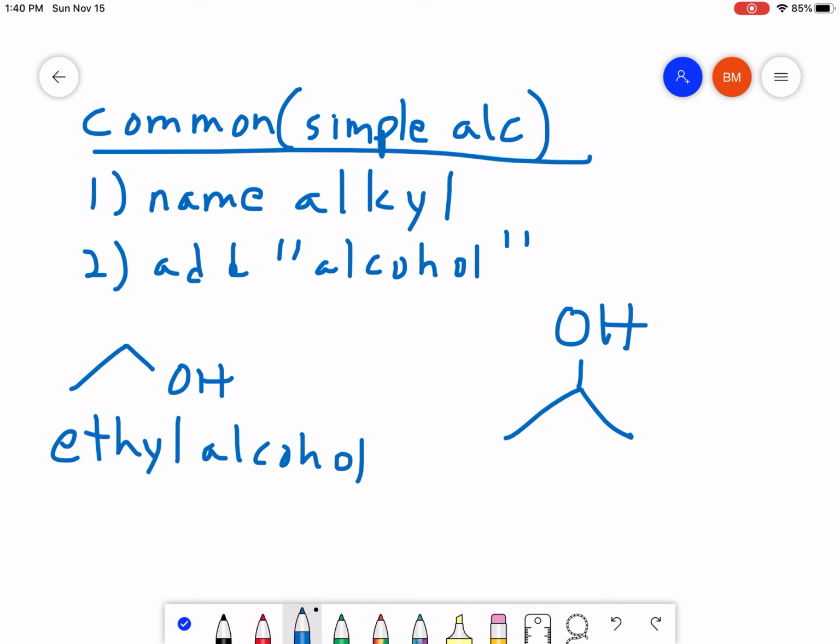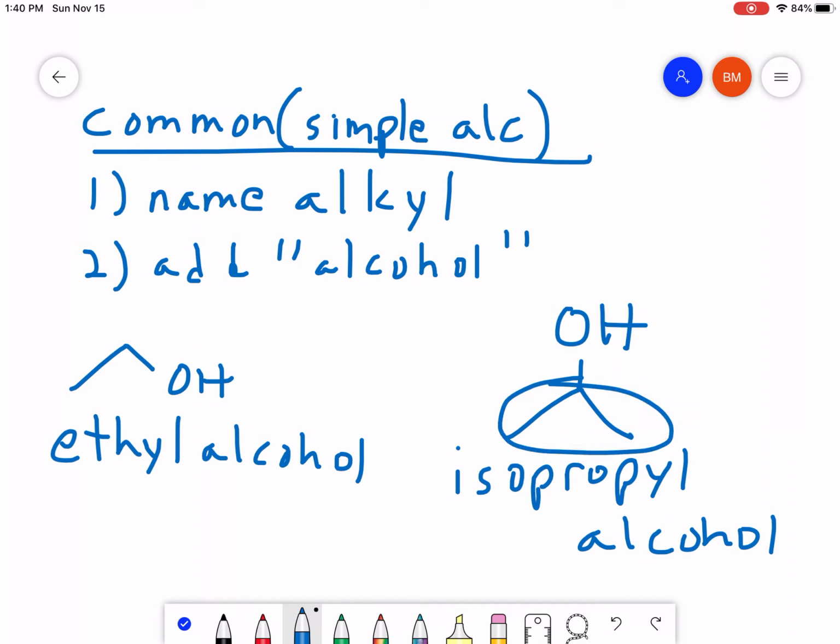Right? This one. The IUPAC name for this one will be 2-propanol. However, there's a name you've probably heard of before instead, called isopropyl alcohol. This is the rubbing alcohol that you get in a drugstore. Because we have an isopropyl group here, and then the alcohol group is attached to it. So, isopropyl alcohol. You'll see these used quite a bit, but only for simple alcohols.